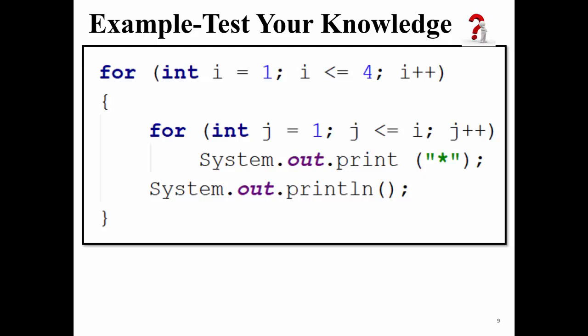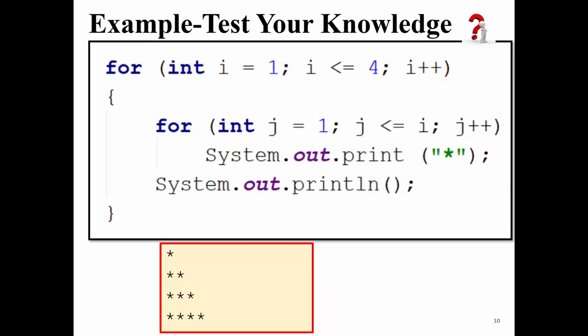Now, if we look at this, what are you expecting as the output? In the first iteration of the outer loop, where i is equal to 1, how many times will j run? Once. And the outer loop will be running 1, 2, 3, up to 4. So we expect a star pattern in the shape of a triangle. In the first line, we print only one star because the inner loop runs only once. In the second line, we print a star 2 times because the inner loop is running 2 times.